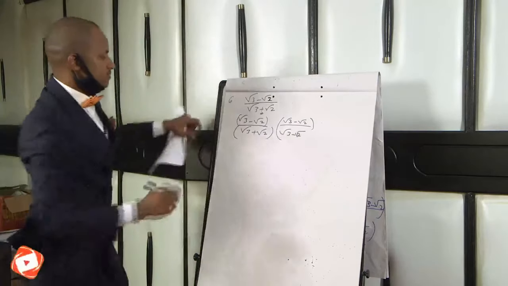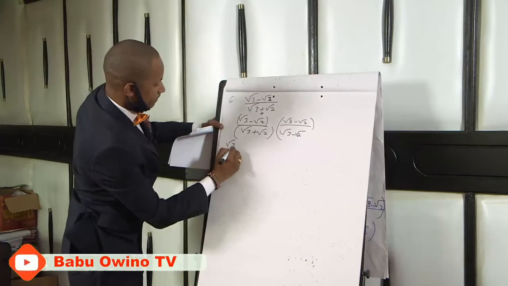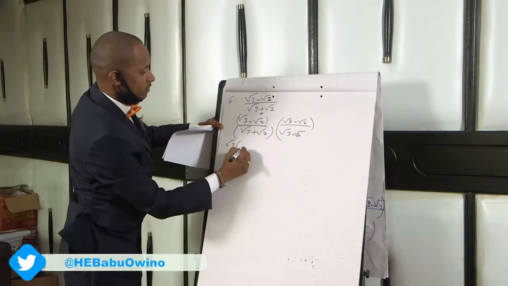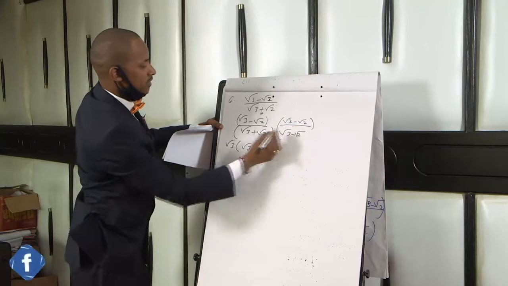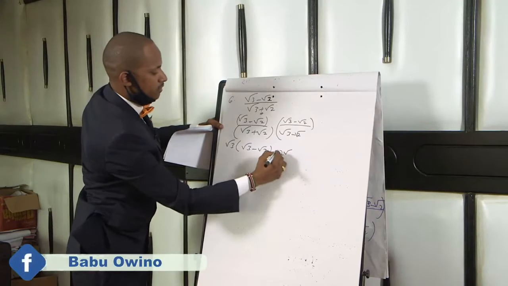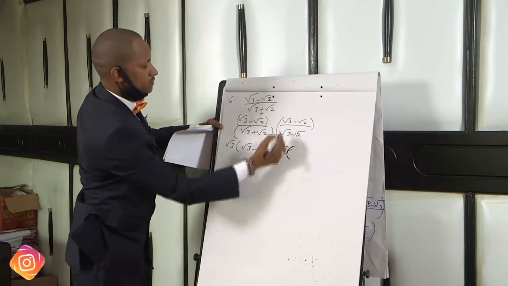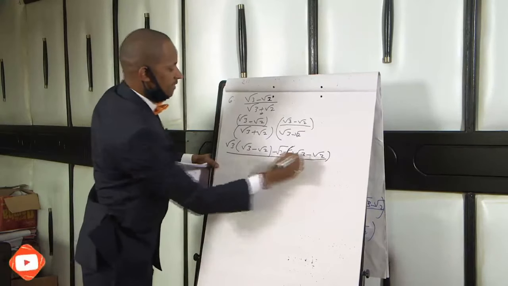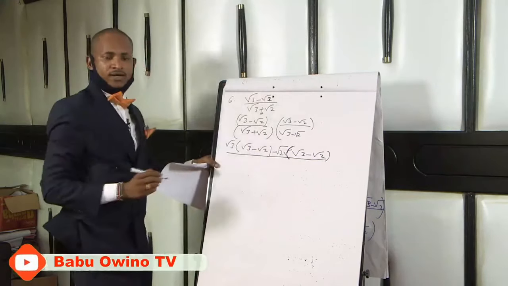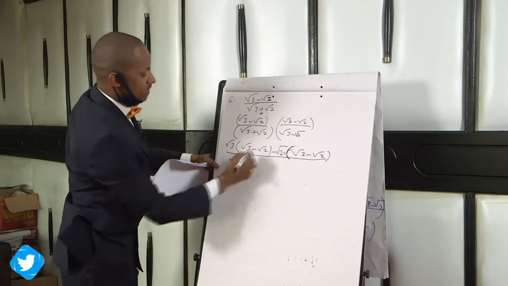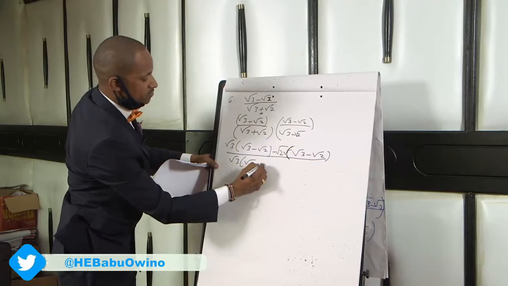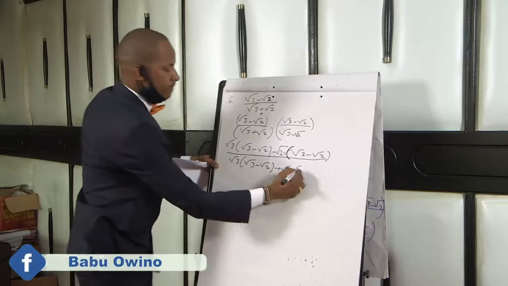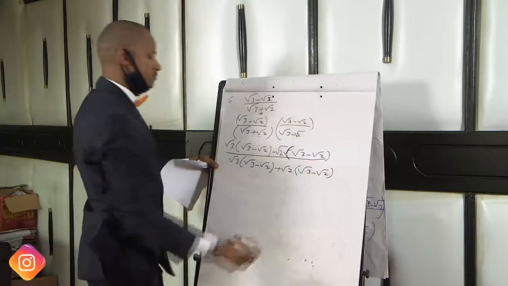Then you expand this. In expanding this, we have root 3 times what's on the other side of the bracket, root 3 minus root 2, then again minus root 2 into root 3 minus root 2. Then you divide by the denominator, which you also expand. You have root 3 multiplied by root 3 minus root 2, plus root 2 into root 3 minus root 2.